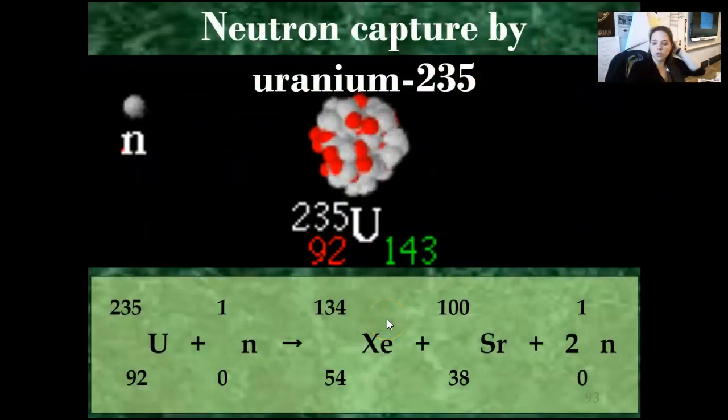All right, so this is just, real quick, the equation of the neutron capture by uranium. It gets too big, then it splits into 2 different particles, 2 different elements, xenon and strontium, and then it releases 2 to 3 neutrons.